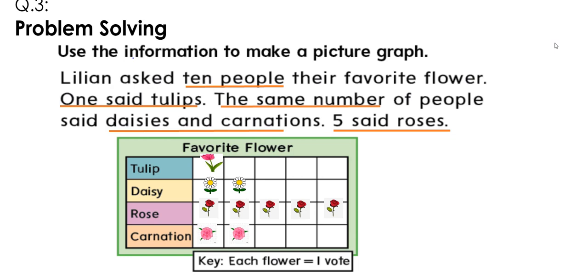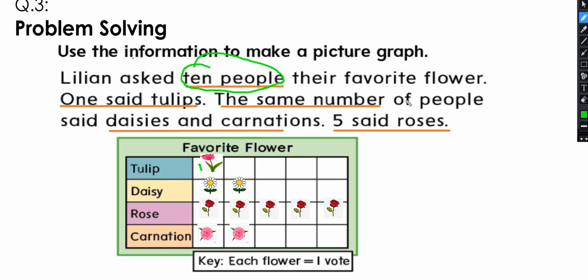Let's look at this one now. Lillian asked 10 people their favorite flower. One said tulips. The same number of people said daisies and carnations. Five said roses. So, how to fill up a chart like that? Well, we know the main hint is that we have 10 people. This is the main hint. So, we need to have 10 counts or 10 pictures inside the graph. One said tulip. So, for tulip, we have one.